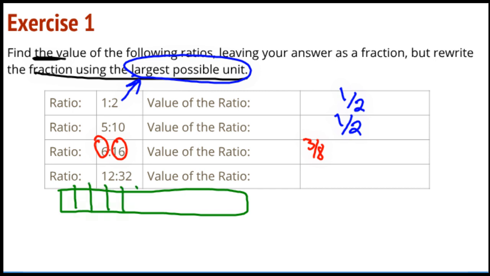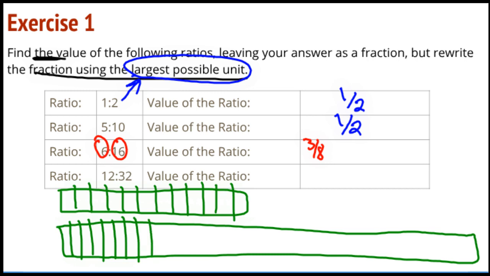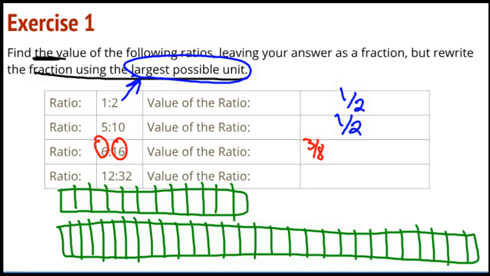1, 2, 3, 4, 5, 6, 7, 8, 9, 10, 11. And 32 is a huge tape diagram. 13, 14, 15, 16, 17, 18, 19, 20, and on up to 28. That's 29. 30, 31, 32. Okay. Now, I notice that 12 and 32 are both even numbers.